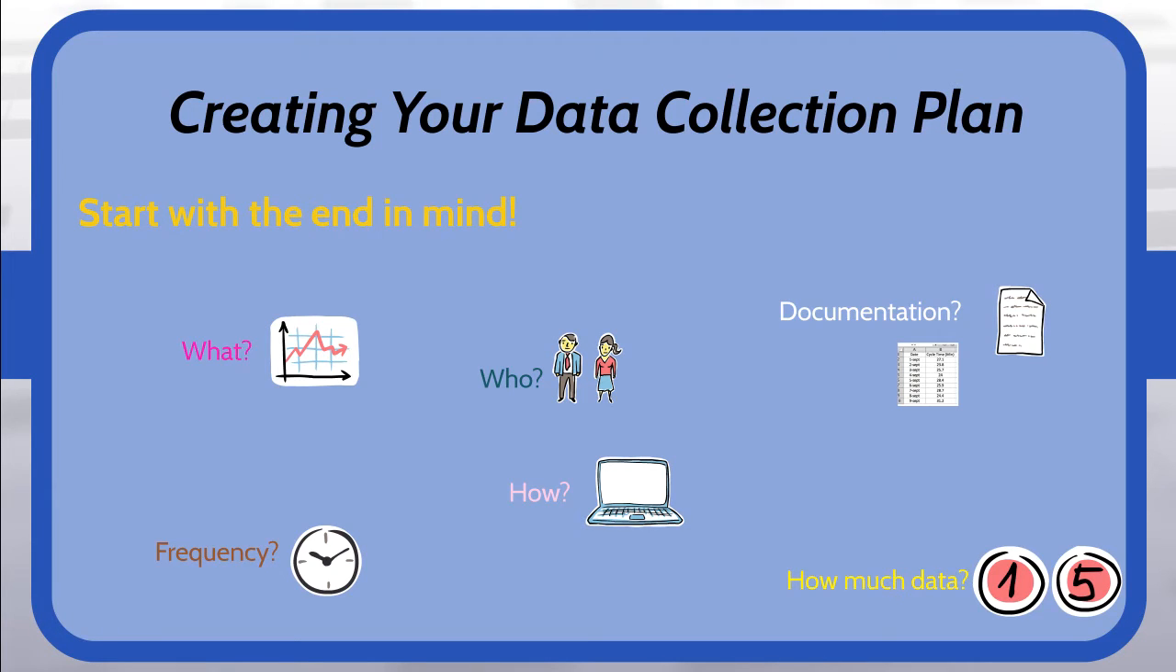Now that we've agreed to what we're going to measure, the next step becomes putting a plan together to capture the data. Most important to this process is starting with the end in mind. We need to determine where we want to end up in order to build a plan to get there. This starts by identifying what we're going to measure. And what I mean by what is exactly what it is we're measuring.